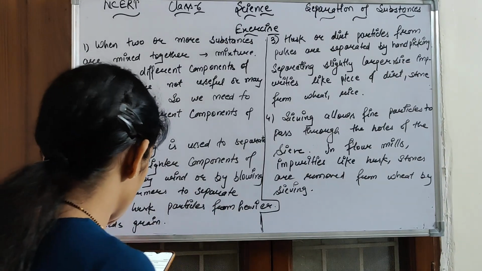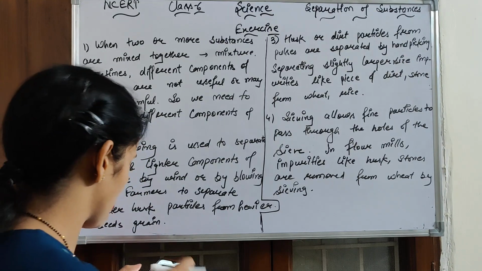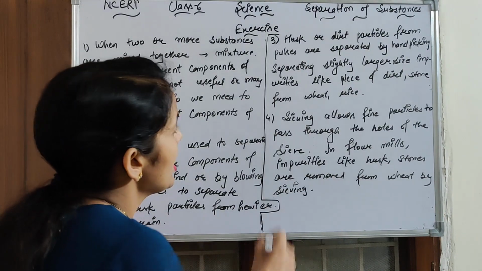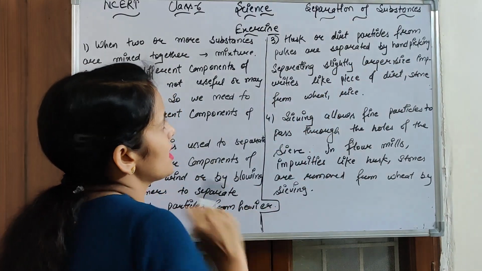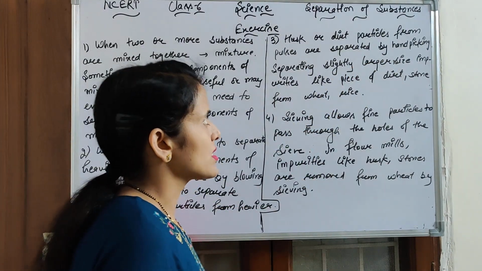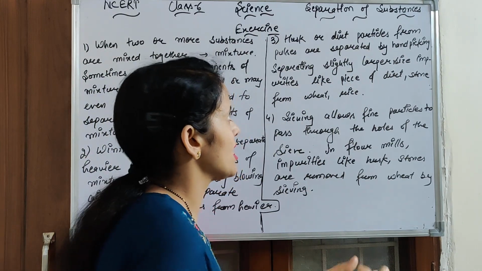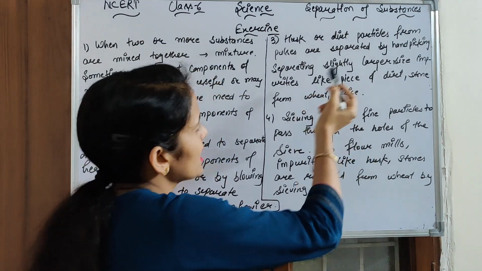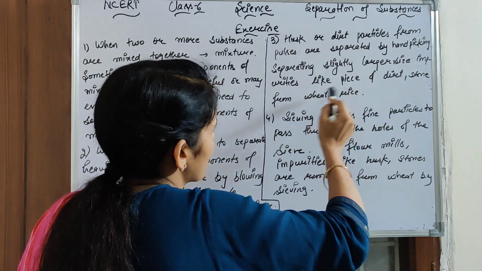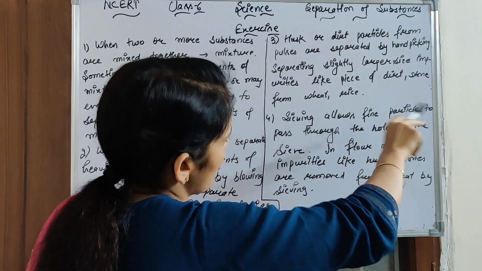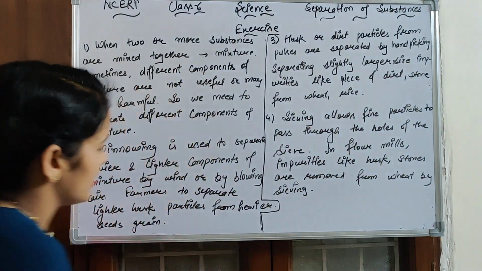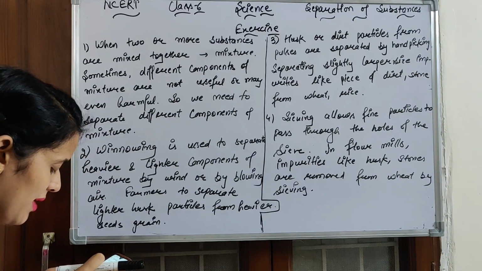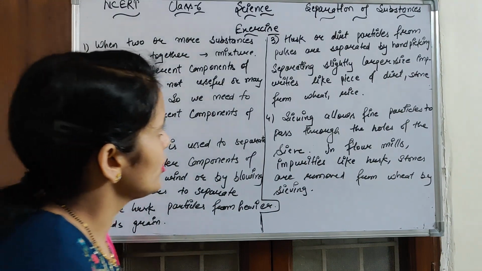How will you separate husk or dirt particles from a given sample of pulses? Husk or dirt particles from pulses are separated by hand picking. Pulses are bigger in size and husks are smaller in size, so we will separate by hand picking. It is used for separating slightly large impurities like pieces of dirt and stones from wheat and rice. Clear to all of you?